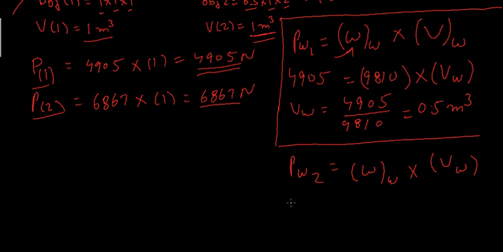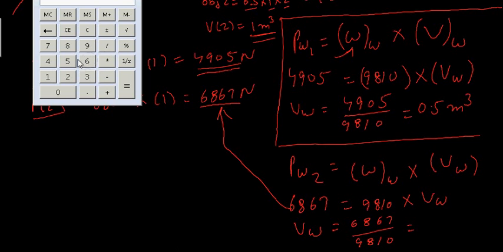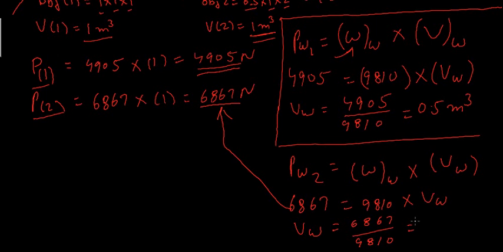So this is 6867 newtons. This value has to be the specific weight of water, which is again 9810, multiplied by the volume of water. From this we will find the volume of water displaced, which is 6867 divided by 9810. So it's 0.7 meter cube.